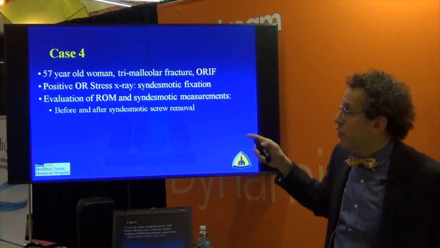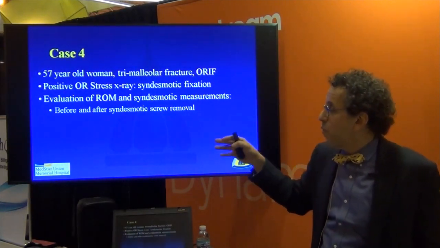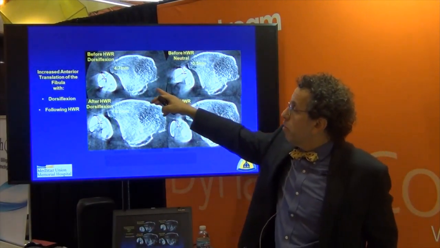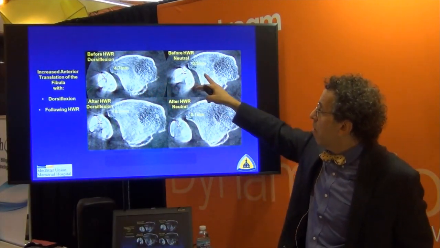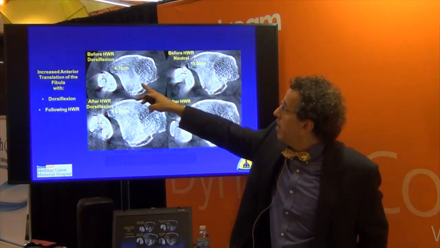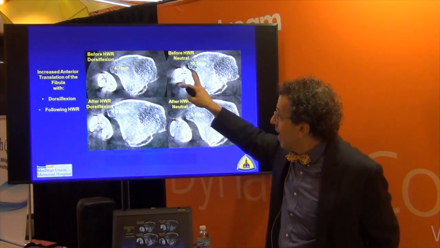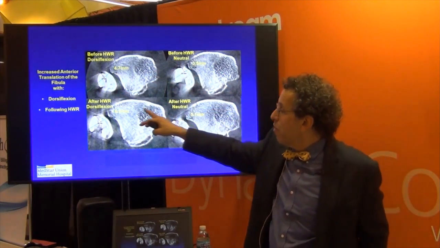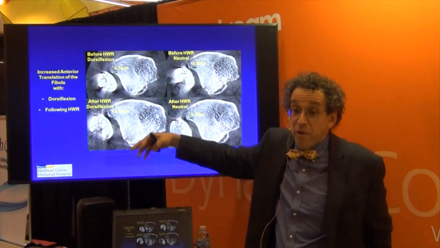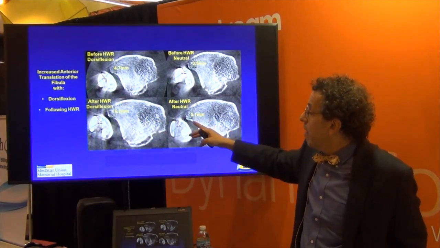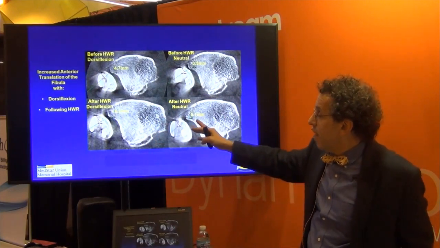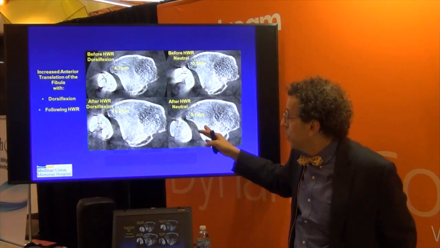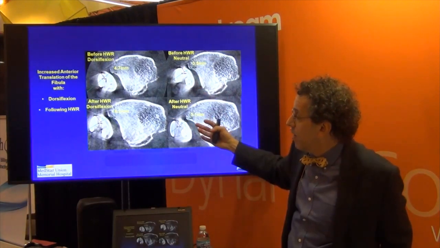Case four, there's this 57-year-old woman, trimalleolar fracture, ORIF, positive stress x-ray with syndesmotic fixation. We did an evaluation of the range of motion and syndesmotic measurements before and after syndesmotic screw removal, and here you see before the hardware removal, dorsiflexion, before the hardware removal, neutral, and you see that that distance doesn't change a lot. It's 4.7 to 3.5. After hardware removal, we go from a 6.2, which is a very dramatic difference, and then it's kind of sprung out and stayed out. So percentage-wise, it was really a pretty unstable syndesmosis to begin with. Hardware removal really brought that out.